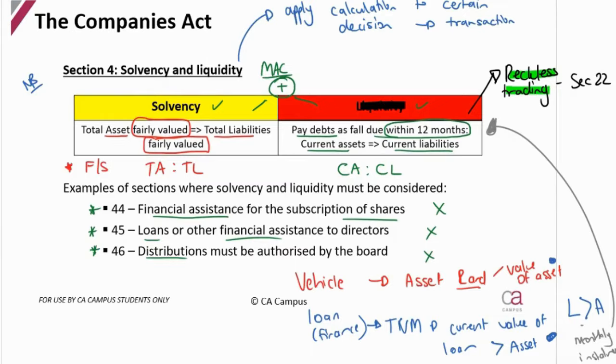One last thing that I do want to add is that when we are looking at solvency, probable contingent assets and contingent liabilities need to be included in that solvency calculation. Only probable ones. Okay, let's go have a quick look at the Companies Act Section 4.